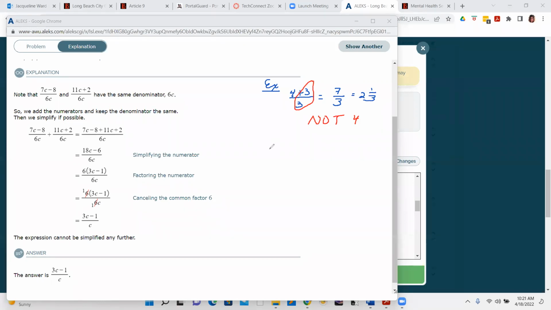You can only cancel like factors. Here the 3s cancel. Four is a factor, 3 is a factor. Right, that's 12/3 or 4.